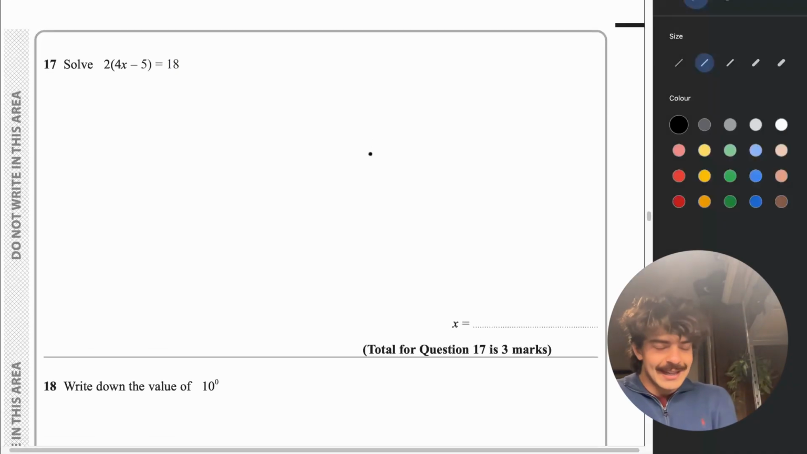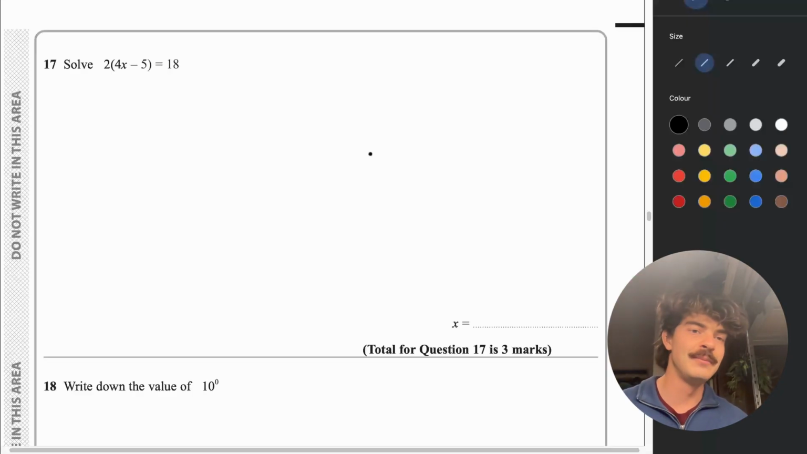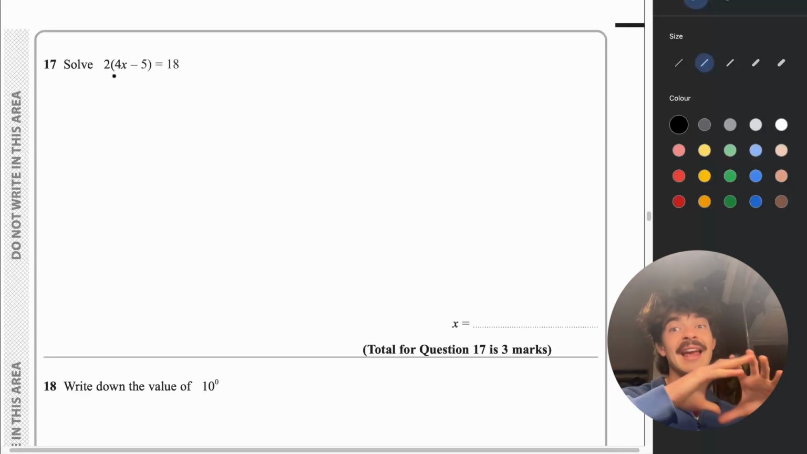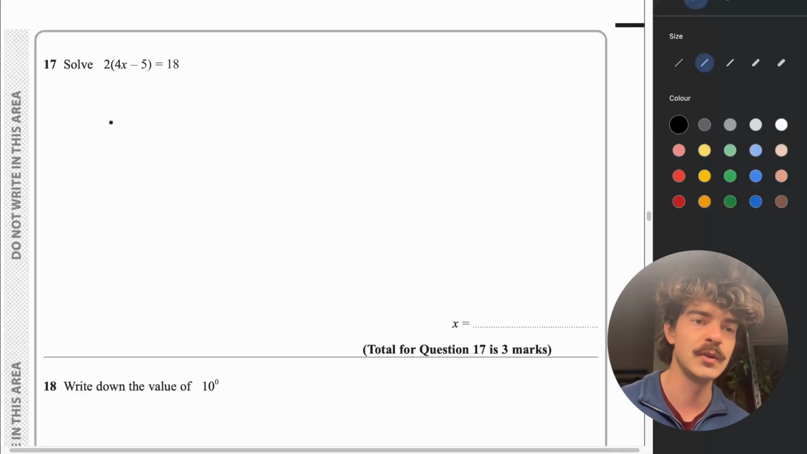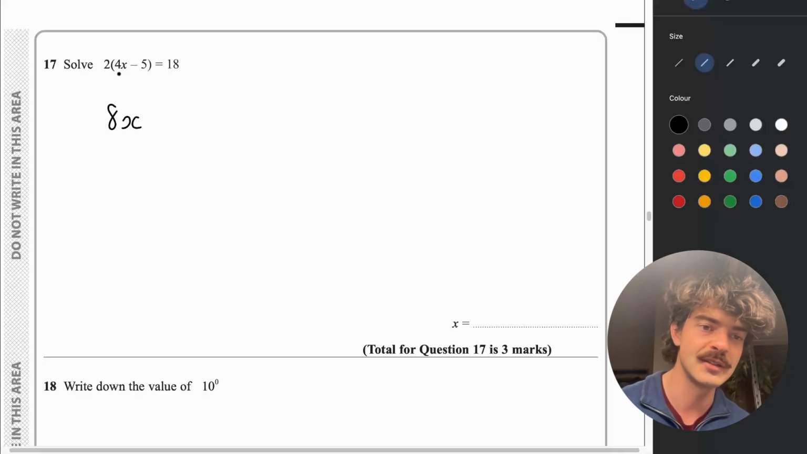Question 17. Here we've got our first little bit of algebra coming along. This is an expanding brackets question. So let's see what we can do. So brackets here, we want to expand these. So the number on the outside is multiplying everything on the inside. 2 times 4 gives 8x, and 2 times minus 5 will give minus 10. The 18 remains the same.